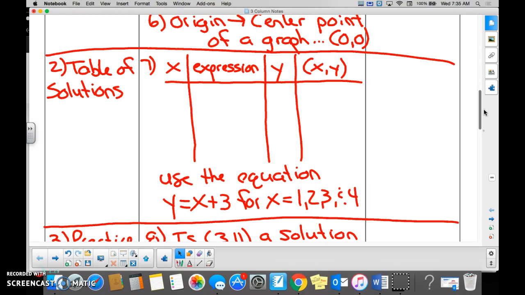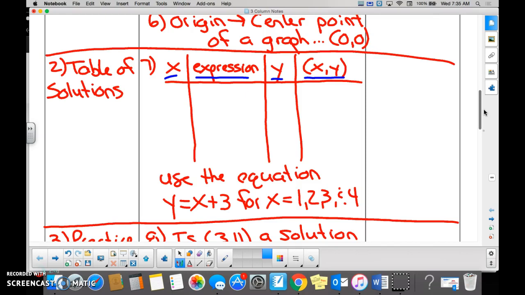So here we go. I have a table set up, and you'll see several of these in your homework assignment. You can see that the first part of the table is the x value. The expression is the second part of the table. Y is the third part of the table. And then put it all together for your ordered pair, which we would express as x, y.